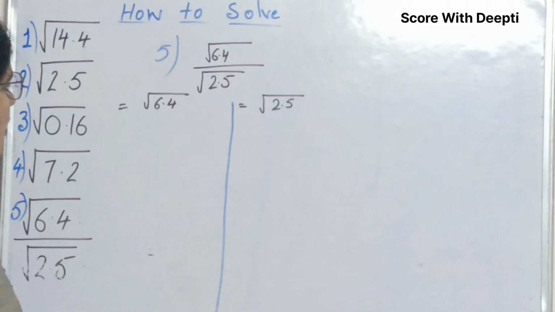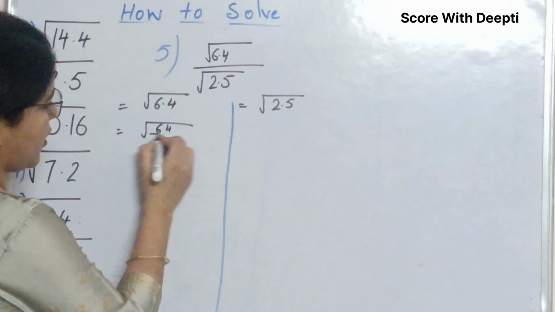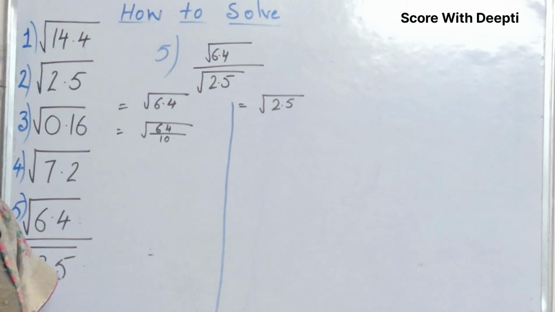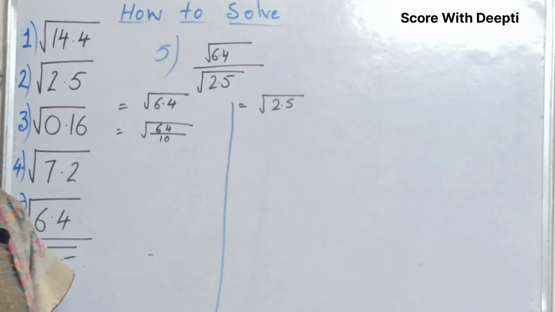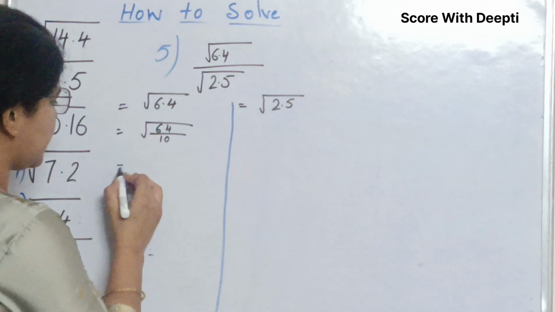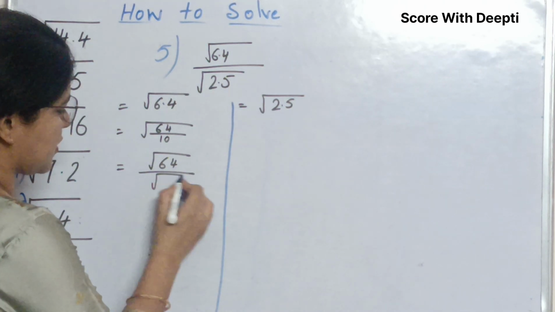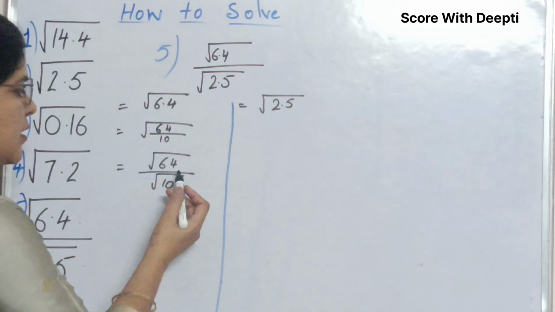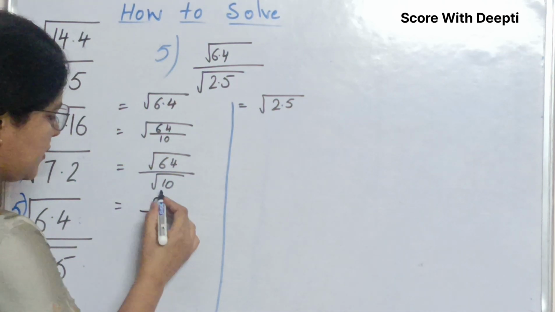Let's begin. First, square root 6.4 can be written as square root 64 over 10. There is one digit after the decimal, so we write 10 in the denominator. Next, we separate these and get square root 64 over square root 10. Square root 64 is equal to 8 over square root 10.